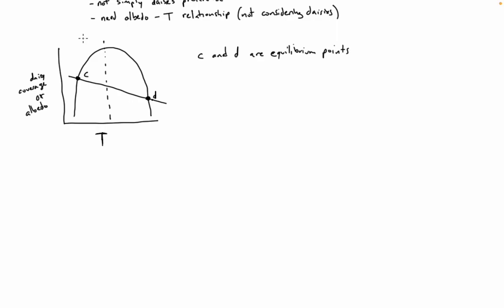And you might guess that when we're on this side, it's the negative feedback loop, and this side is the positive. So C, you might guess, is the stable one. And D is unstable.